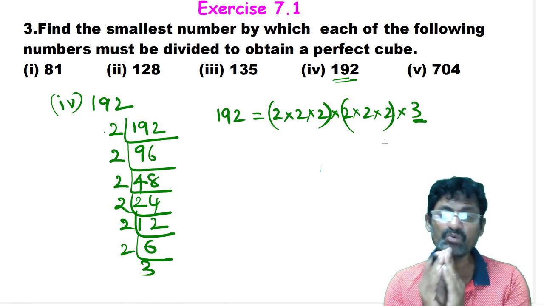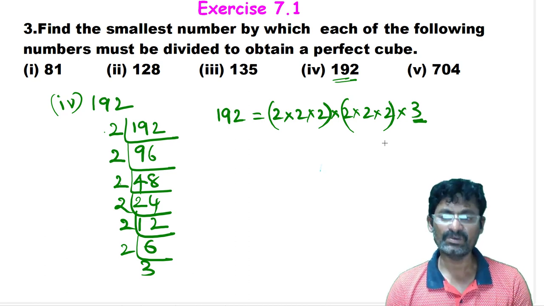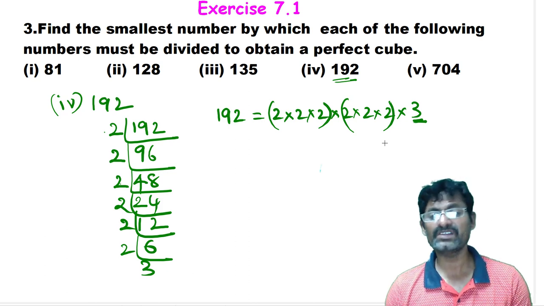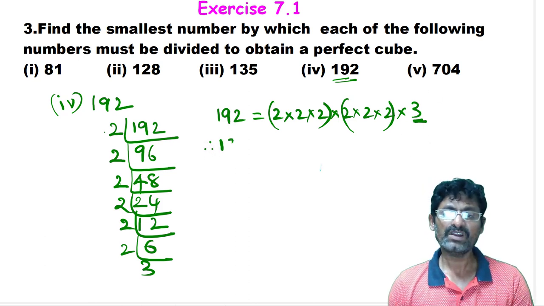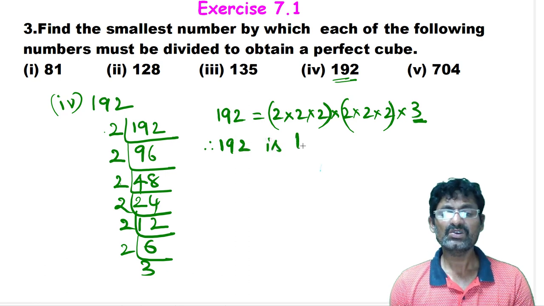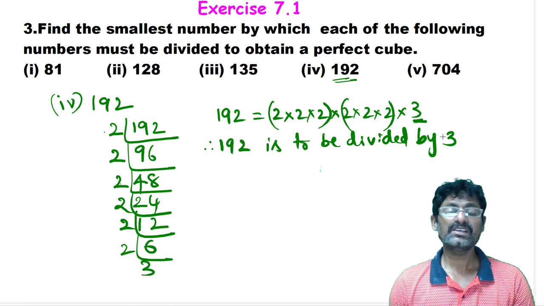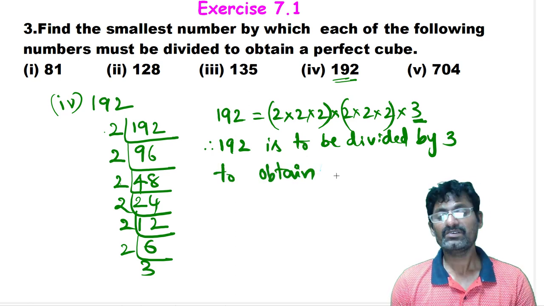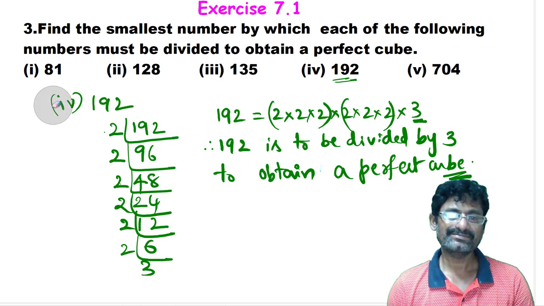So we need to remove this 3 so that the remaining number becomes a perfect cube. For that what we need to do? If we divide 192 by 3, then this 3 will be removed. So therefore 192 is to be divided by 3 so that it becomes a perfect cube. That's it.